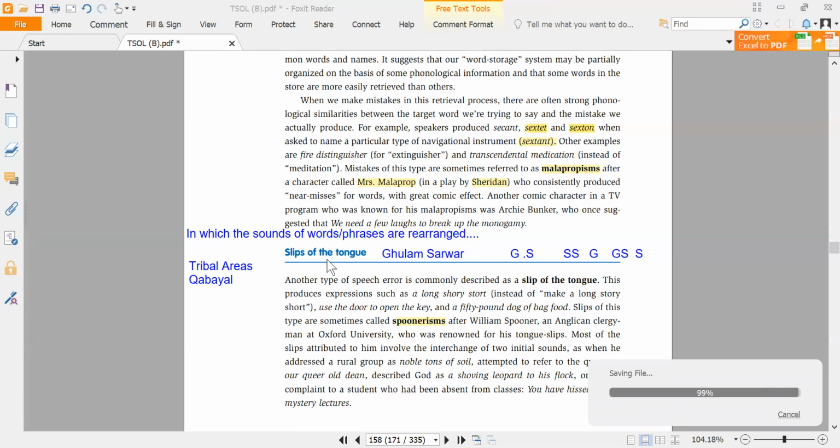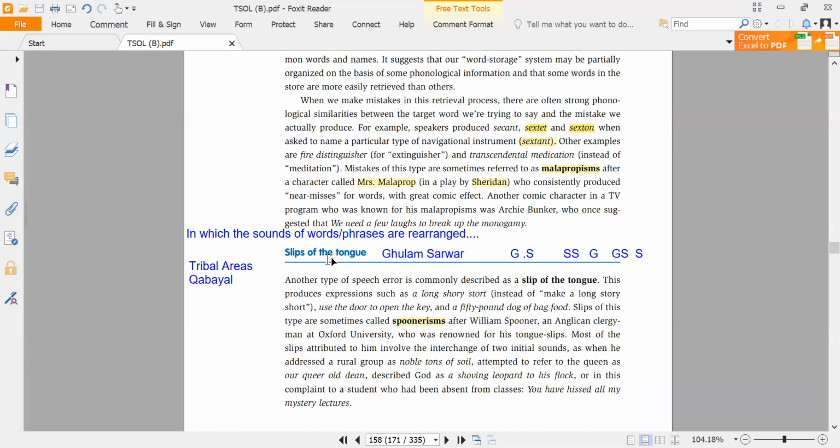Hamari zubaan jab phisal jaati hai, hum ek lafz bolna chahte hain, hum kuch aur bol dete hain. This is what we call slip of the tongue, right? Examples of slips of the tongue are most of the time very humorous in nature, as I told you earlier, right?